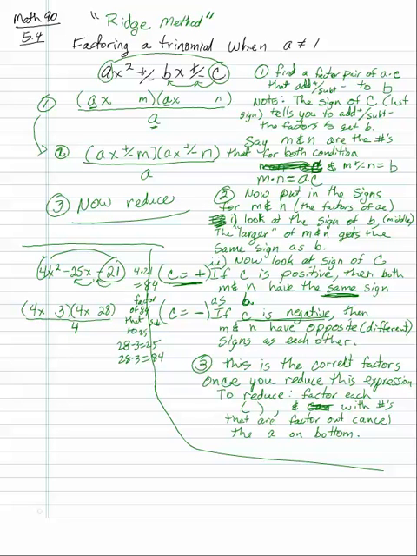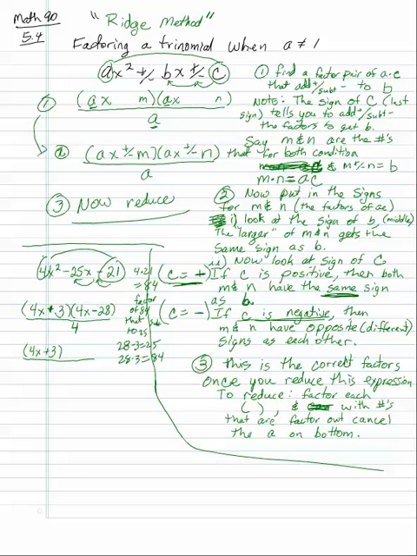Now I do the same thought process for the sign. The bigger number, 28, gets the sign of B, which is negative. And then to get a negative 21 as a product, these signs have to be opposites. So the 3 will be a plus. Alright, and now that's the correct answer once I reduce it. So the way I reduce it is you look at each parenthesis separately. Does anything come out of 4x plus 3? And the answer is no, so you leave it alone.